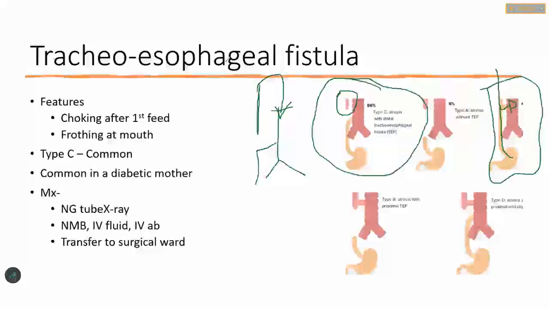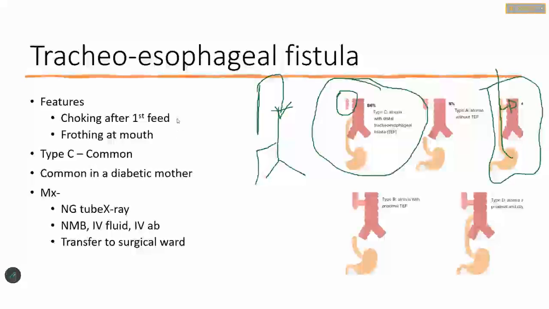So the tracheoesophageal fistula is a congenital deformity. It is common in diabetic mothers. Diabetic mother means type 2 diabetes or type 1 diabetes, not gestational diabetes. So if the patient's mother is diabetic, the chance is high for tracheoesophageal fistula.